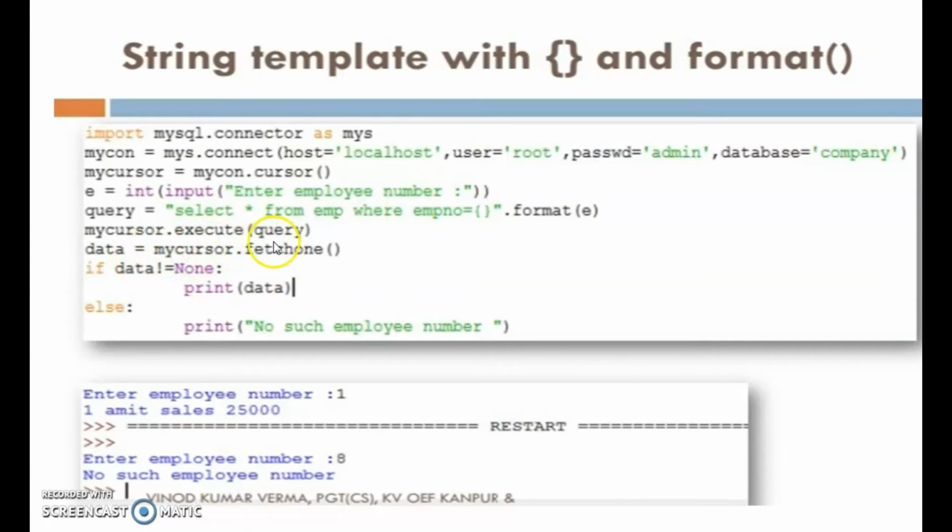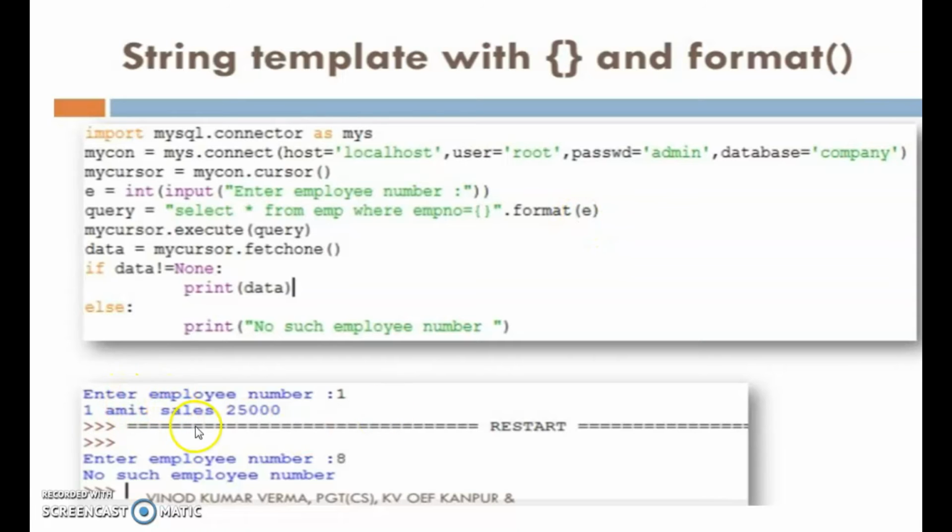Then mycursor.execute(query), data is equal to mycursor.fetchone(). So it will read only one record at a time. Then it will check whether data is None or not. If it is not None, print data. Otherwise, the else statement will execute and print no such employee number. See here, you can see the braces instead of this %s. After this, you can close the quotation, then dot format(e). Within this format function, you can pass the argument.